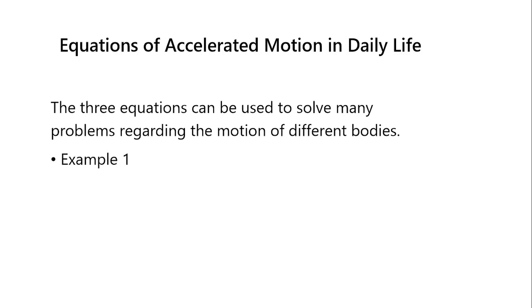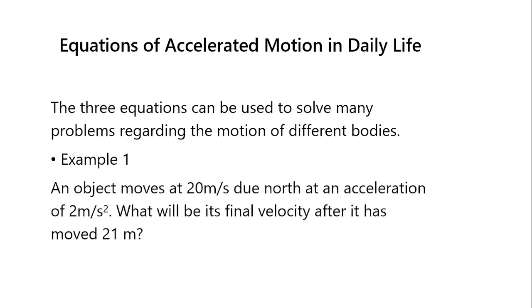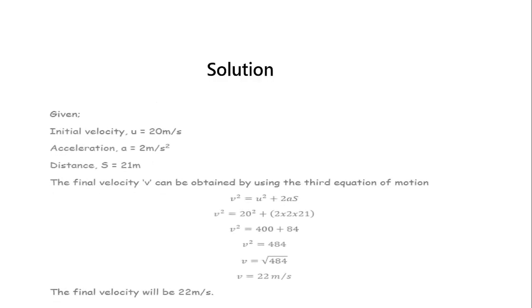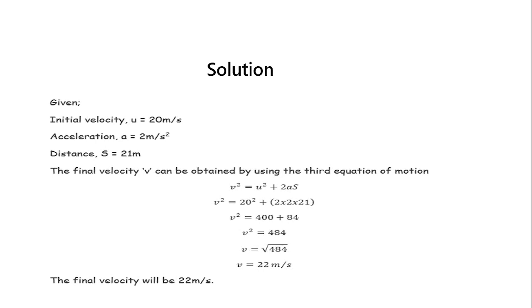We'll start with example 1. An object moves at 20 meter per second due north at an acceleration of 2 meter per second square. What will be its final velocity after it has moved 21 meter? Now the solution is as follows. Given that the initial velocity is 20 meter per second, acceleration is 2 meter per second square, and distance s is 21 meter.